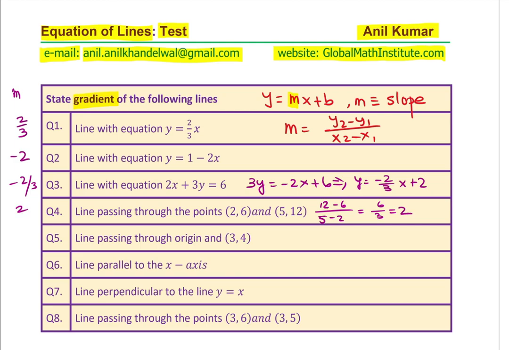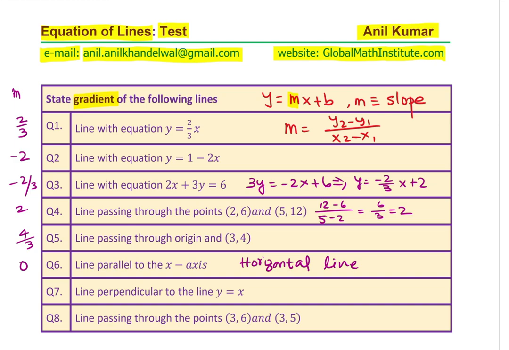Line passing through origin and 3, 4. So basically, the other point is 0, 0. And therefore, the gradient should be 4 over 3, correct? So that's easy to understand, right? Line parallel to the x-axis. How do you get this line? So line parallel to x-axis means it is a horizontal line, right? So if it is a horizontal line, in that case, what is the slope? Of course, it is 0, and therefore the gradient is 0. It doesn't rise, nor does it fall.